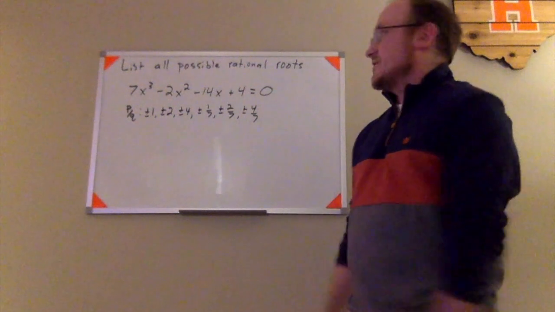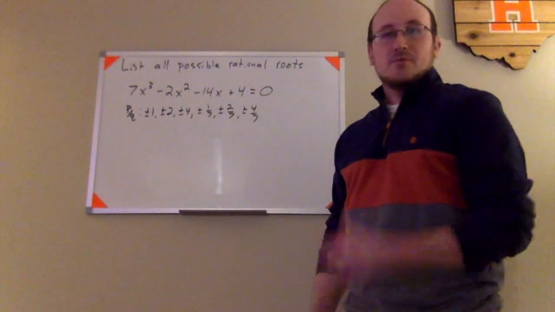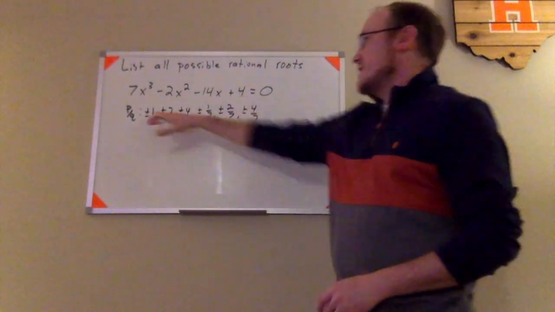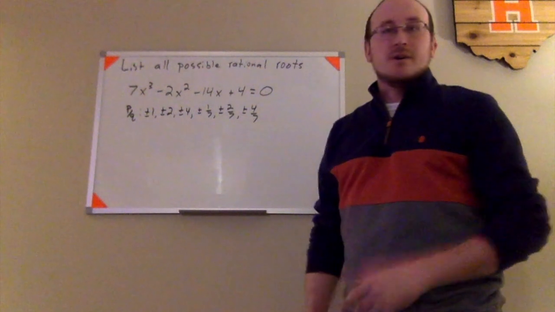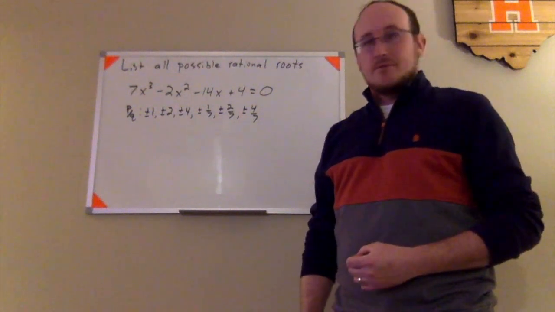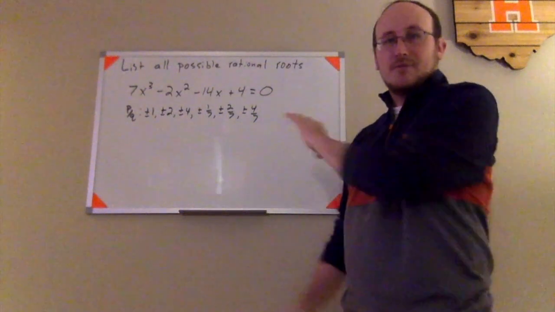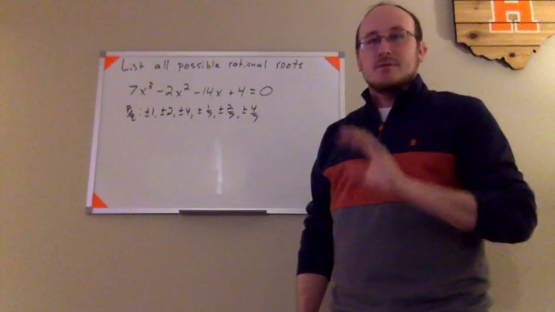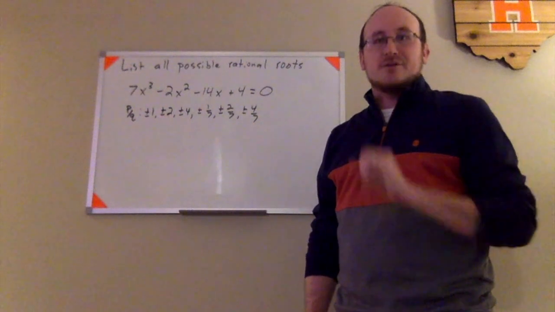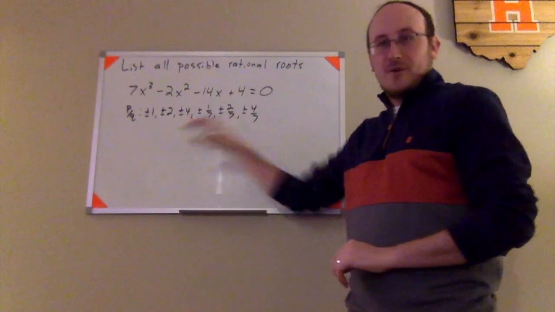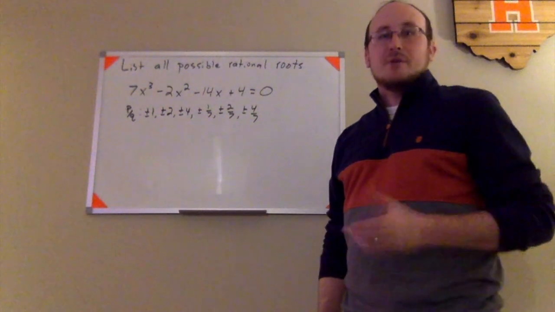Okay, in a previous video we listed all of the possible rational roots of this equation, and I still have those listed up here. Now we want to take that one step further. We want to find the actual ones that are roots. So we want to take from these 12 possibilities and see if any of these are actually roots. So far we don't know if they are, we just know these are the only possibilities.